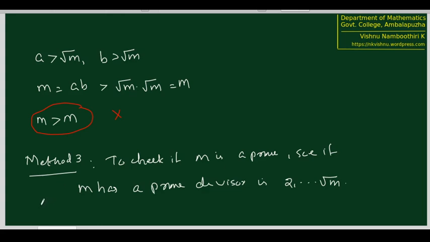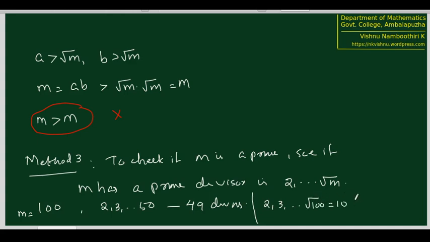For example, suppose that we are considering 100 as the number, m is equal to 100. In the previous technique, we have to take 2, 3, etc. up to 50. So 50 minus 1, so 49 divisions we have to perform. In this case, we need to go only up to square root of m, so we have 2, 3, etc. up to square root of 100 is equal to 10. So we need to check only 9 divisions. Therefore, this is a much lower number compared to the previous technique.